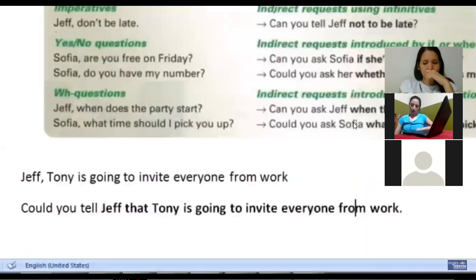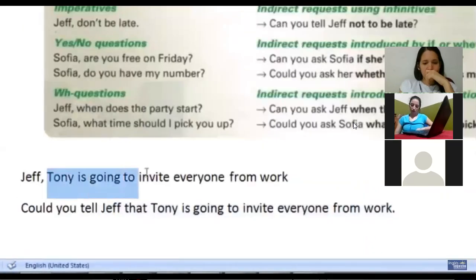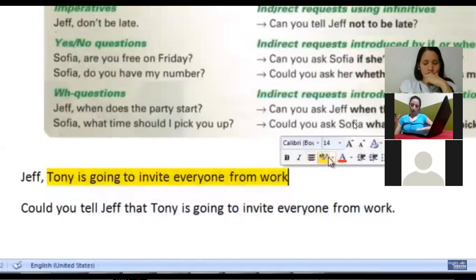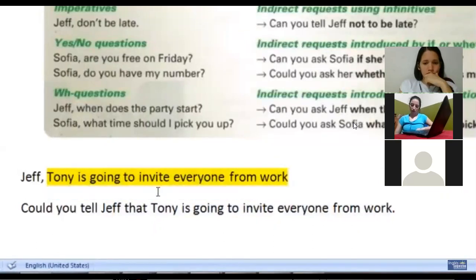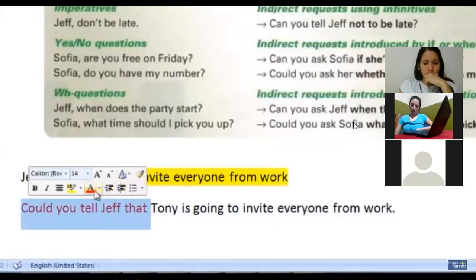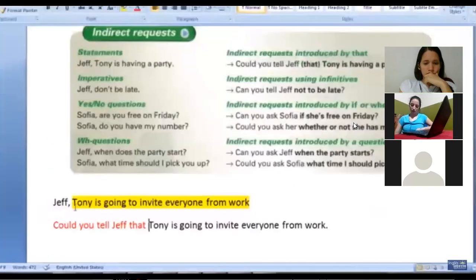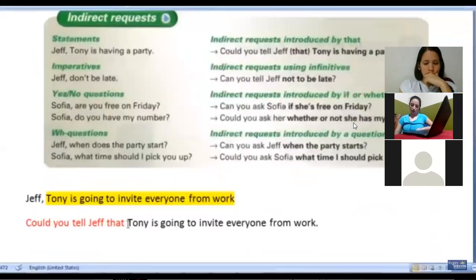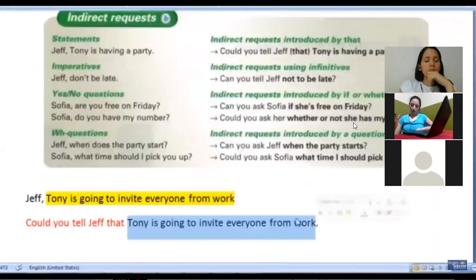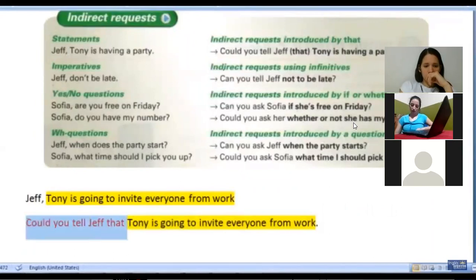everyone from work? So basically the only thing that we did is, if you see, this is the message, right? And we just have the same thing. We only added, and I'm gonna highlight that in red, could you tell Jeff that, because the message is for Jeff, once again, right? Could you tell Jeff that Tony is going to invite everyone from work? And I'll highlight that in yellow so you can see. So this was the only thing that we added. And we're going to do the same thing for other kinds of statements.